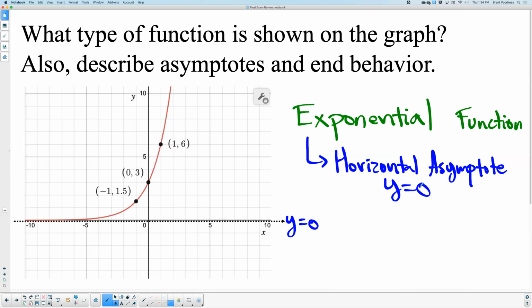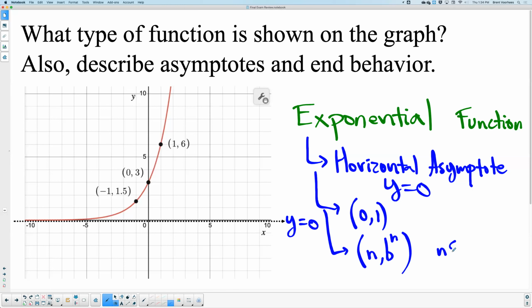Other key points that you should know: an exponential function without a transformation goes to the point 0, 1. And then after that, each point is n, comma, b to the n, where n is an integer. Actually, n doesn't have to be an integer. It can be any real number, but we just use integers. That's how you can find any point on it without a transformation. Those are the three things of exponential.